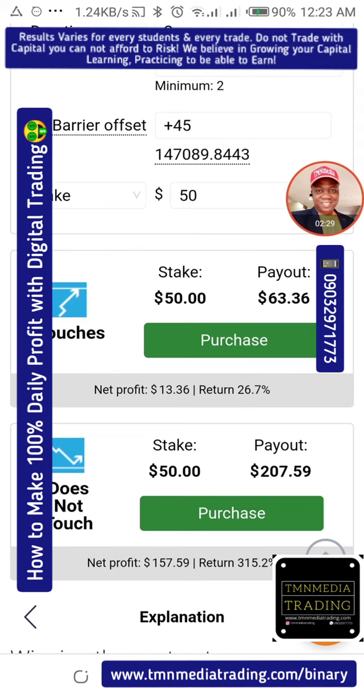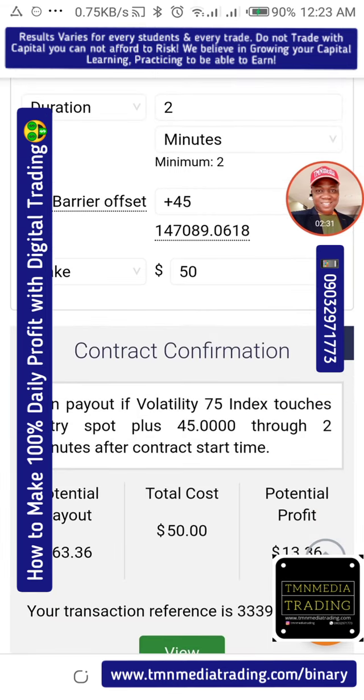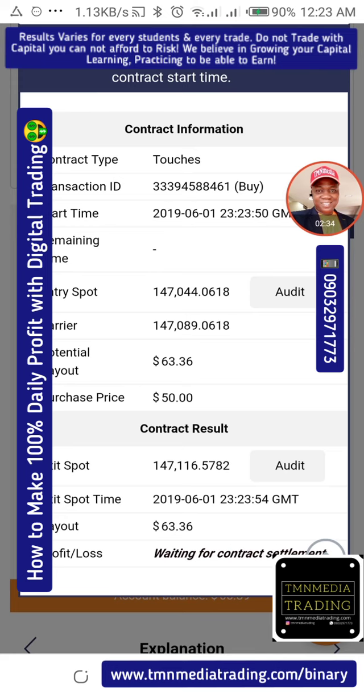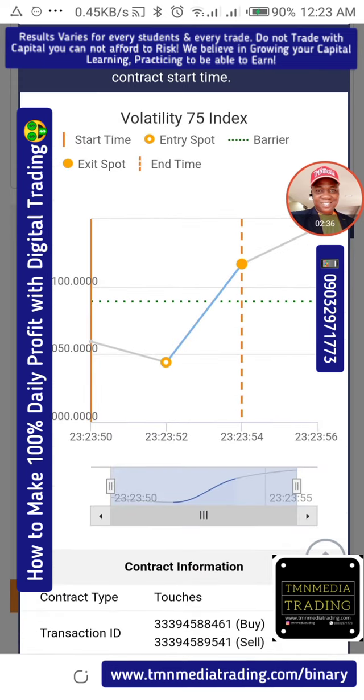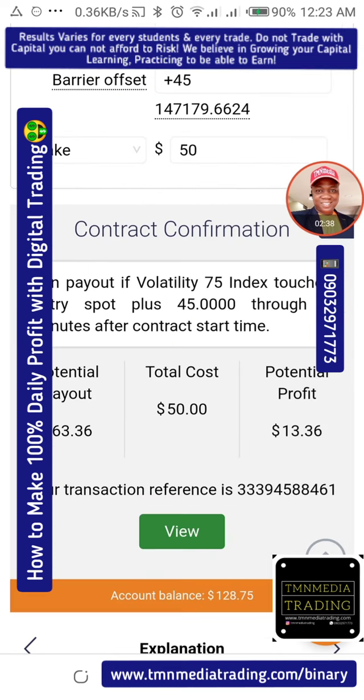Just one more, because I'm seeing a strong trend. That's why I'm doing one more trade. All right, so I'm done for the day. So this is 128, so you can see for yourself.